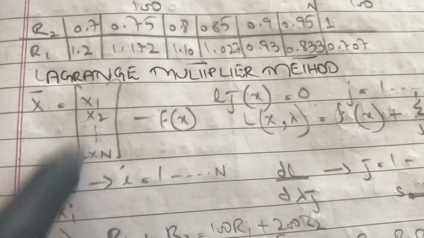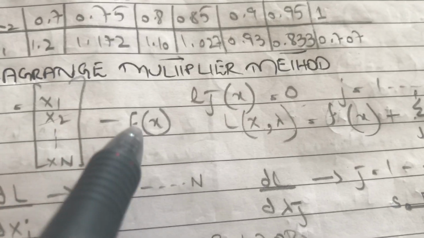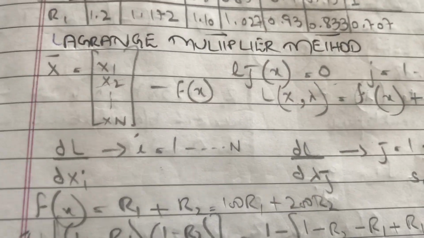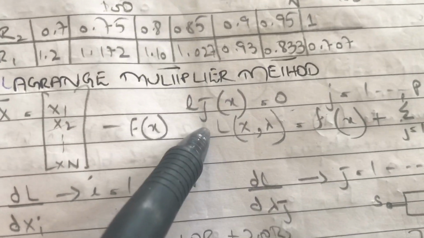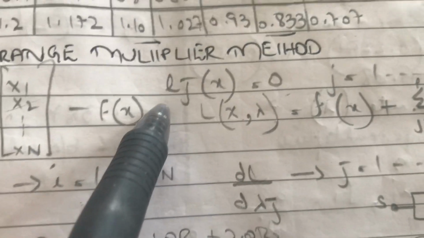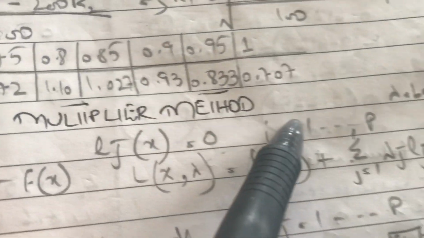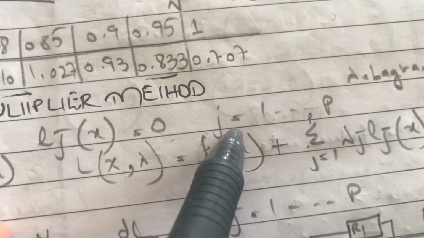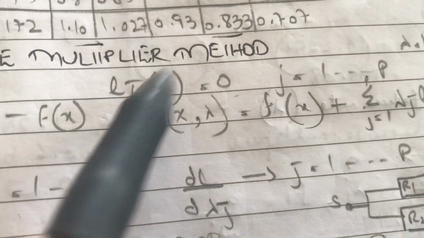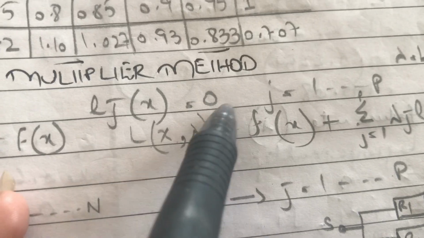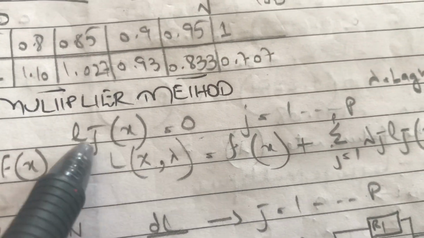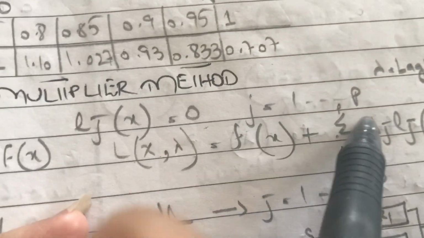we have f of x. We call this f of x, as you know that f is a function of x, and L j is the Lagrange function, and it has the limit from j equals 1 to p. Okay, this is the Lagrange function of x, and it equals 0, where j has the limit from 1 to p.